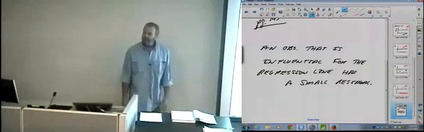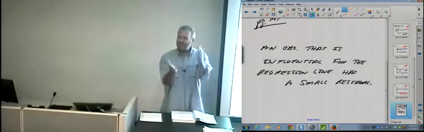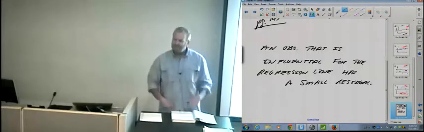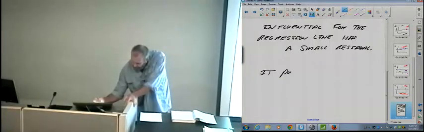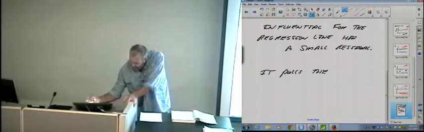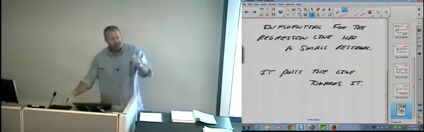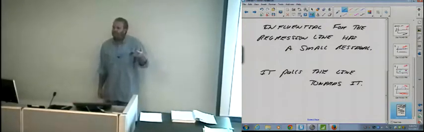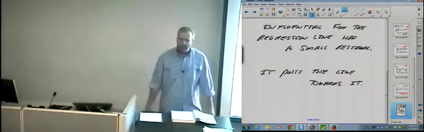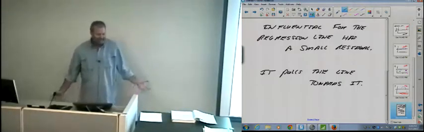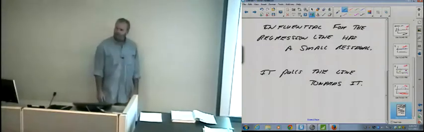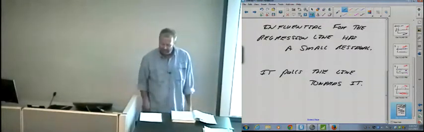And why does it have a small residual? What's that influential observation do? It pulls the line towards it, right? So it's making that vertical distance small. It pulls the line towards it, producing a small vertical distance, a small residual. So you won't see it in the residual plot. And if you're not really paying attention, you might not even see it in the original scatter plot you start with, right? It might be completing the pattern like those last ones I showed you there.